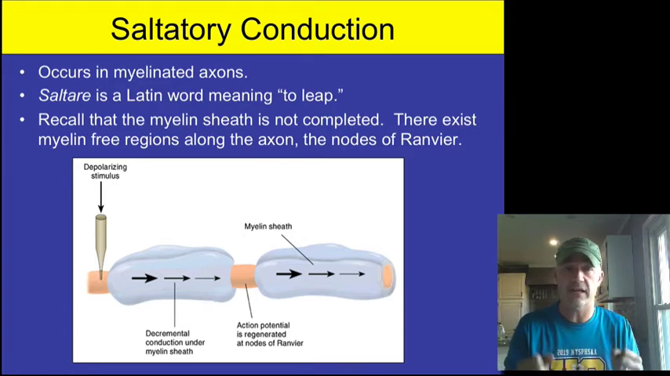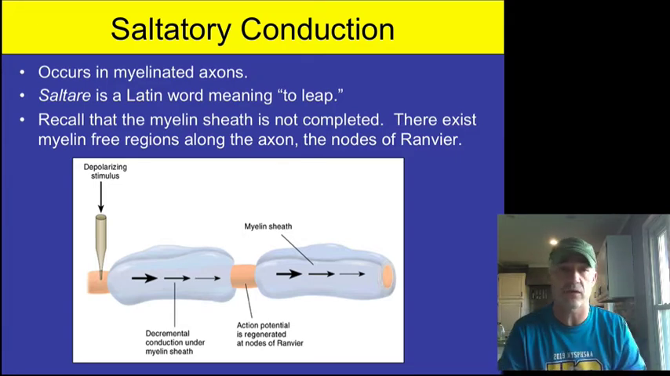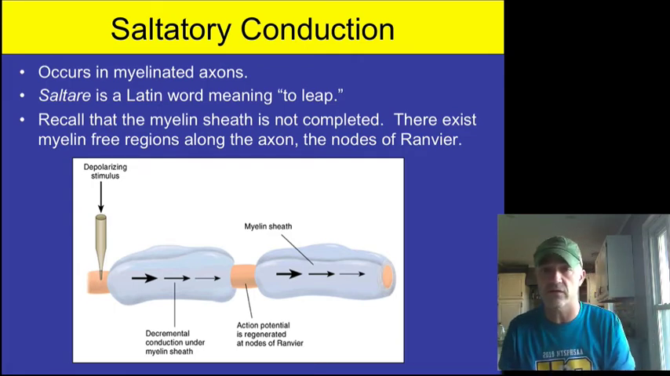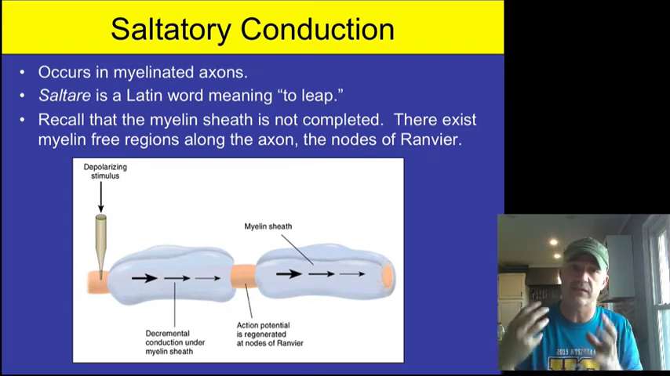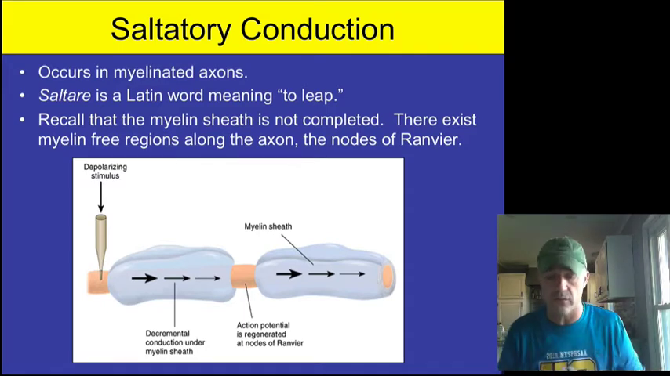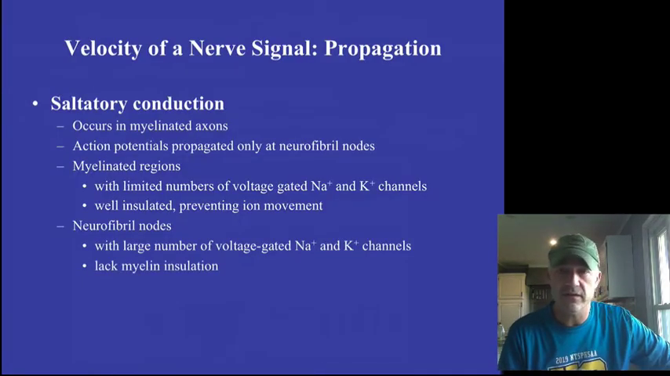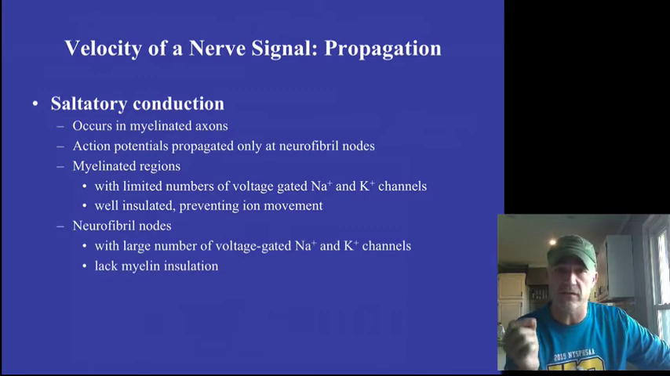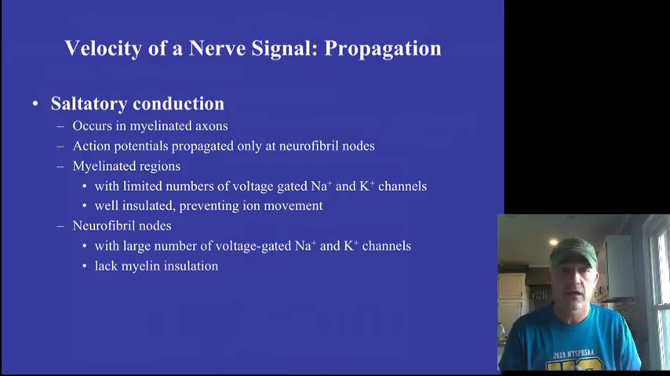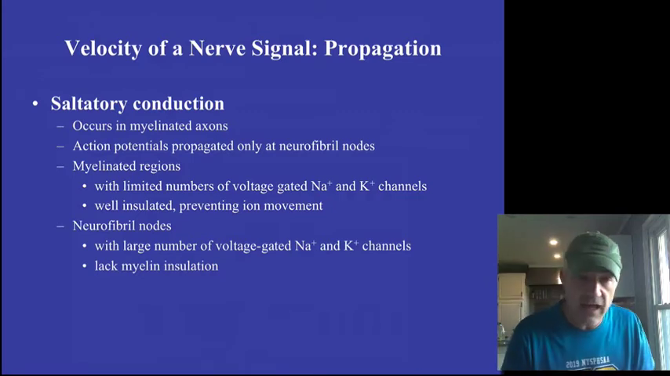The depolarization is going to jump from one node to the next, and we're only going to have voltage channels and the ability to depolarize at each one of those nodes. But we get much more sensitive gates, so the depolarization kind of jumps from node to node to node. In the myelinated regions there's hardly any voltage or other channels, but they're well insulated and don't let ions get in or out. At the nodes of Ranvier, you have a large number of extremely sensitive voltage-gated channels, and they don't have myelin on them.